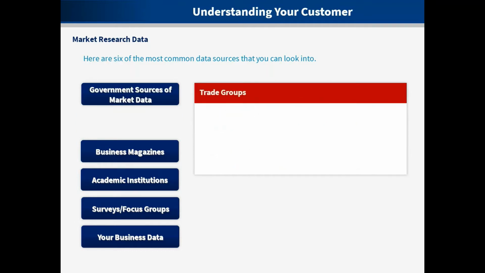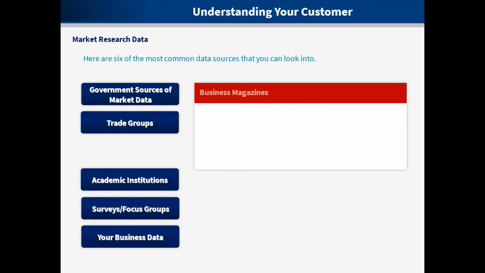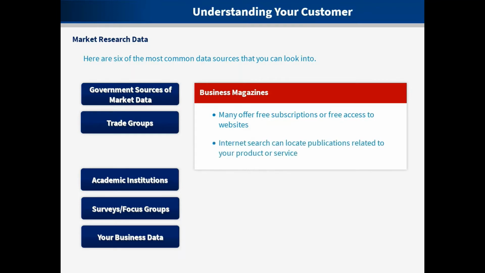Trade groups and associations often collect data from their members, which can provide valuable insight into your specific product or service. You can use an internet search engine to locate trade groups and organizations relevant to your specific product or service. Many specialized business trade magazines offer free subscriptions or allow free access to their websites. A quick search of the internet will help you locate publications related to your product or service.